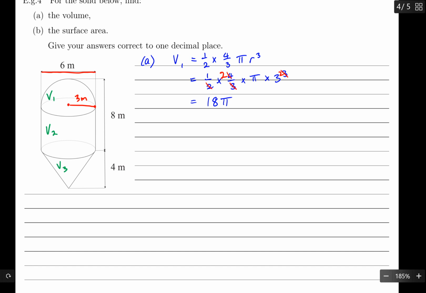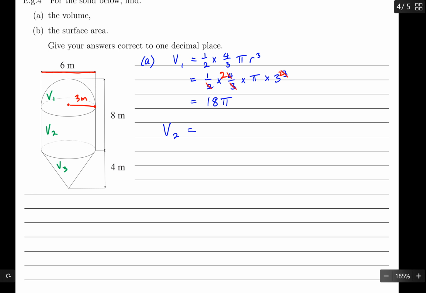Another way of doing it, if you wanted to use your calculator, you could write it out to 4 decimal places or something, and do the same with V2 and V3. Then when you add them all to 4 decimal places and eventually round to 1 decimal place, it's a pretty safe bet that you're going to end up with the right answer. Anyway, I'm just going to keep doing it in terms of pi. So let's move on to V2.